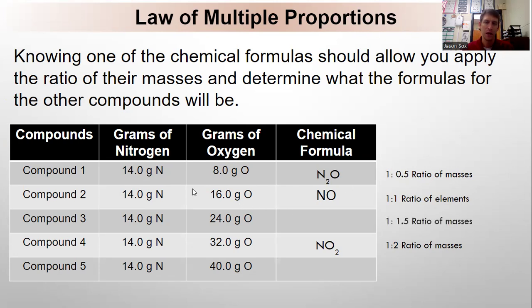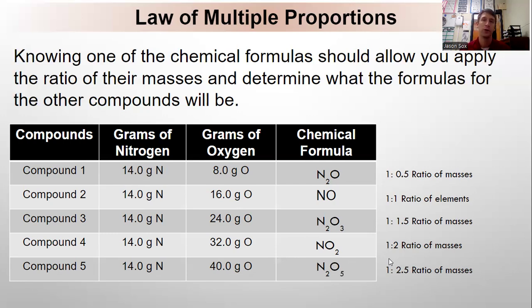If we look at compound 3, I'm going to compare that to compound 2 here. It has the same amount of nitrogen, but it has 1.5 times the amount of oxygen. So we have this 1 to 1.5 ratio. Again, we can't have decimals in the subscript, but I could multiply this by 2. That would give us whole numbers here, and we would have an N2O3 ratio. And finally, we can look at this 1 to 2.5 ratio, relative to compound 2 and 5 is what we're comparing here. We can multiply those.